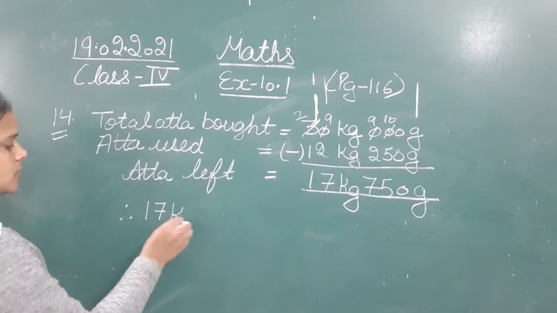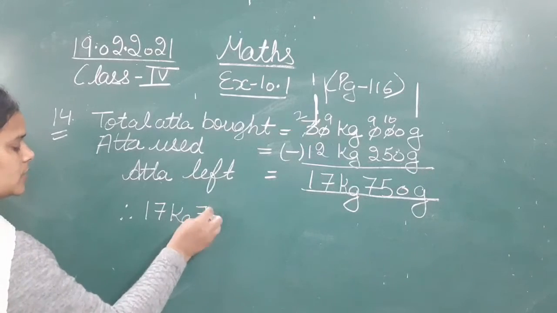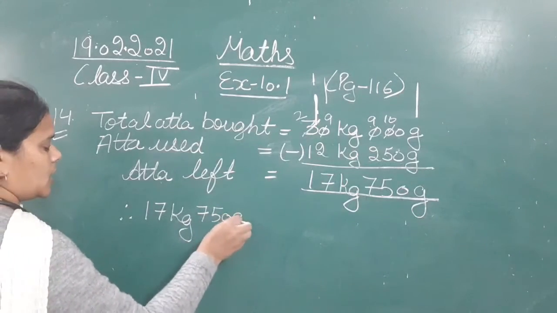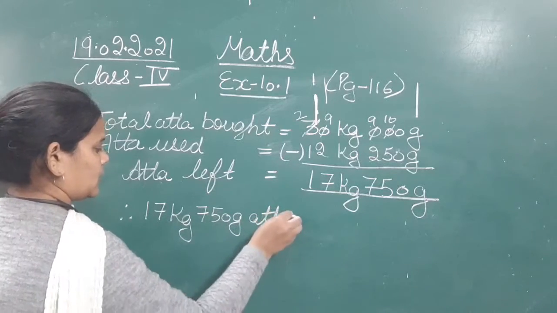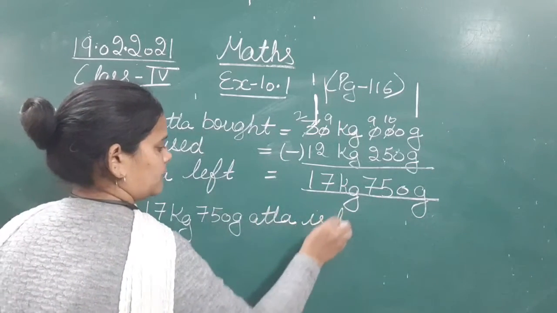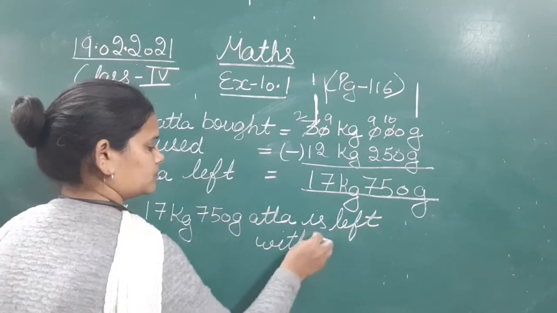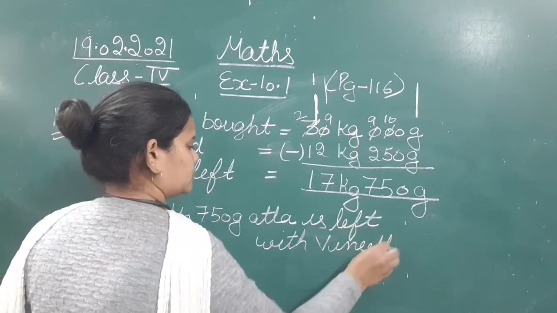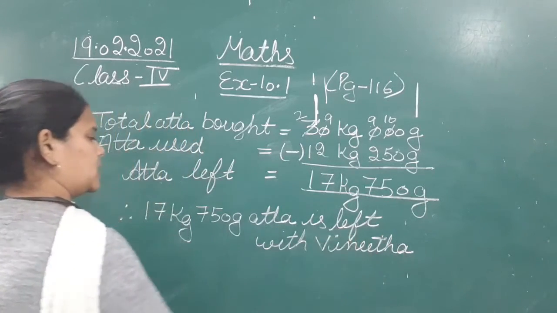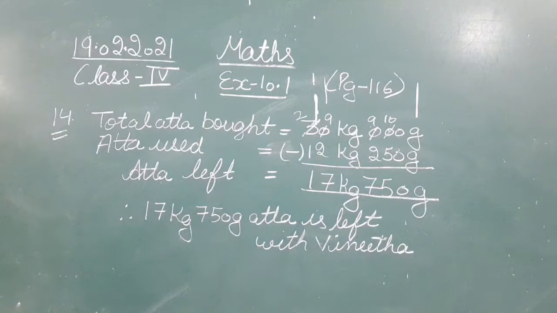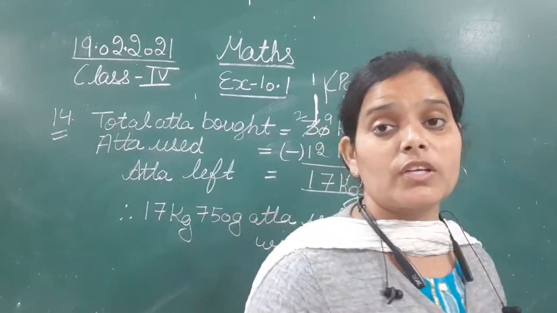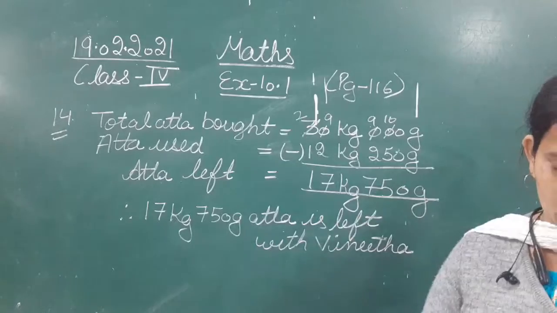Therefore 17 kg 750 gram atta is left with Vinita. So this is the solution of question number 14 from exercise 10.1.